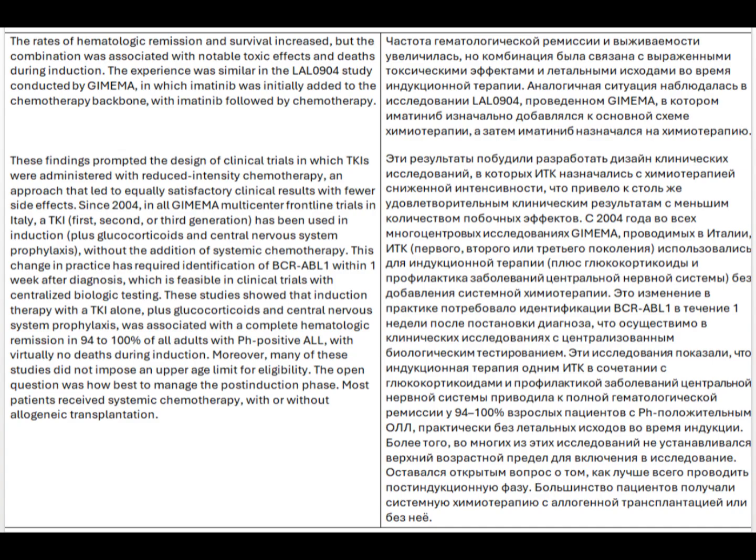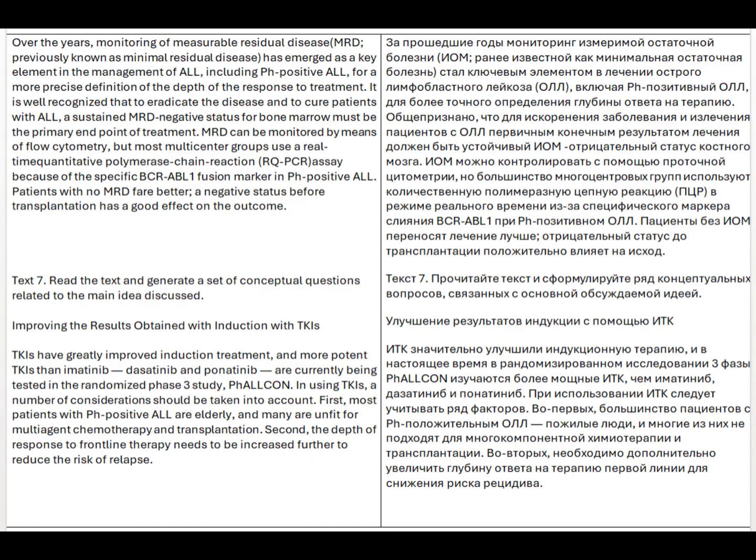The open question was how best to manage the post-induction phase. Most patients received systemic chemotherapy, with or without allogeneic transplantation. Over the years, monitoring of measurable residual disease, MRD, previously known as minimal residual disease, has emerged as a key element in the management of ALL, including Ph-positive ALL, for a more precise definition of the depth of the response to treatment. It is well recognized that to eradicate the disease and to cure patients with ALL, a sustained MRD-negative status for bone marrow must be the primary endpoint of treatment.